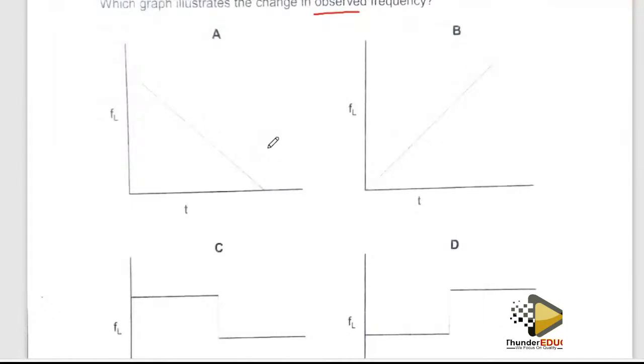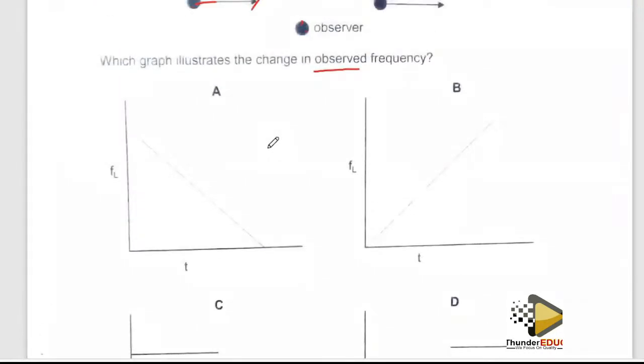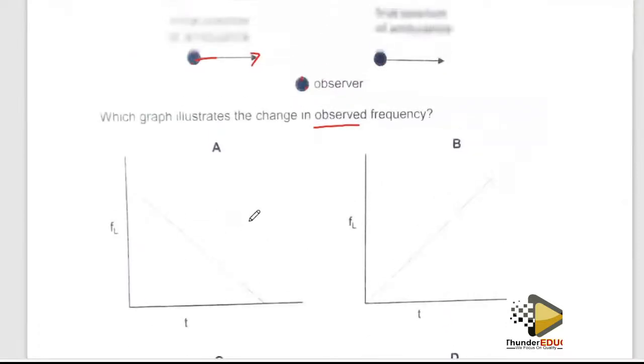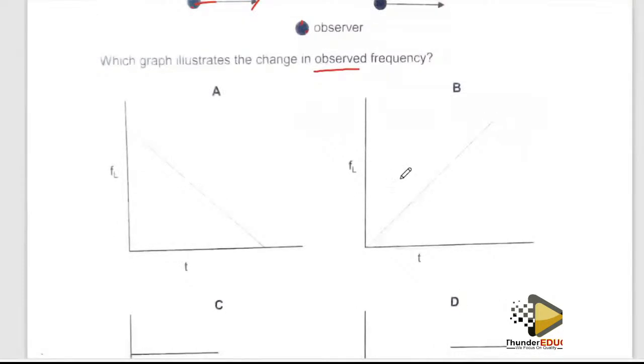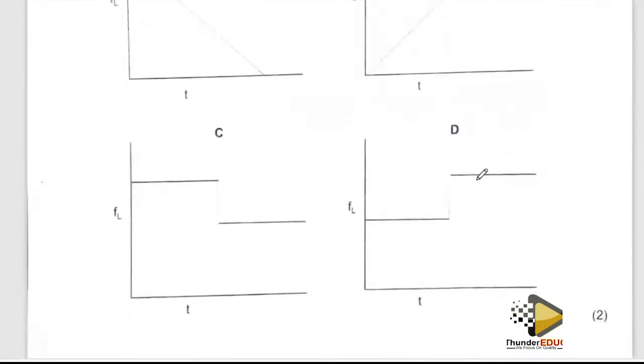First one is telling us that the frequency is constant, or it's decreasing. Then the second one just shows an increase in the frequency over time. Then part C, increase and decrease. Part D, decrease and increase. I'll go with C because it makes a lot of sense. Frequency was high as the ambulance was approaching, and then it decreased.